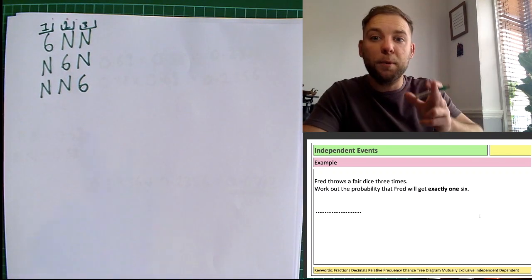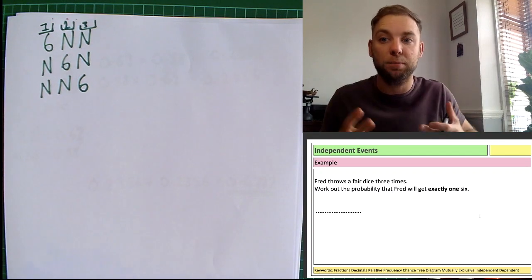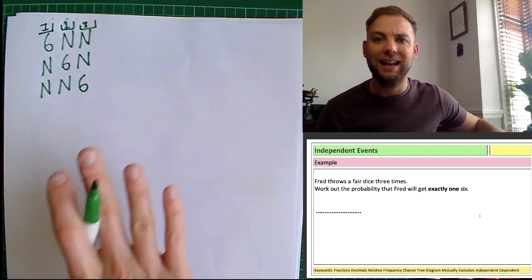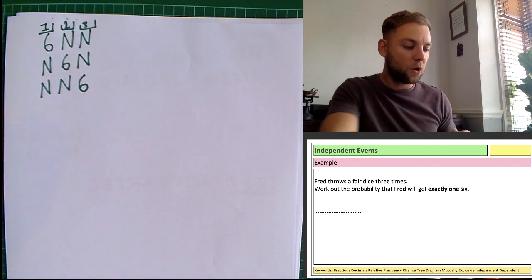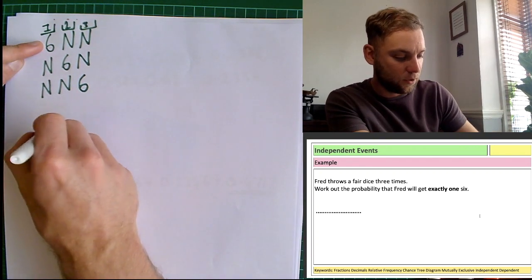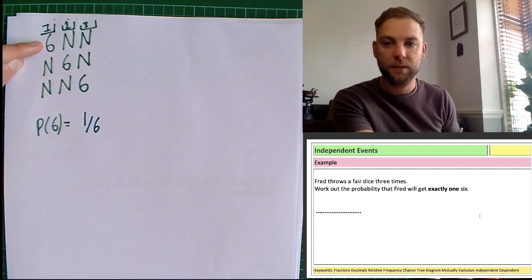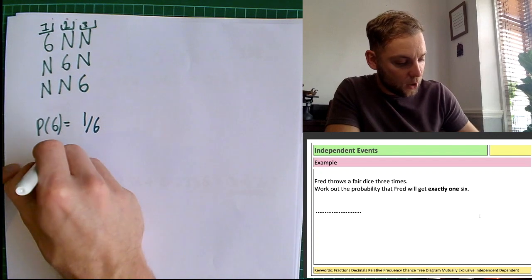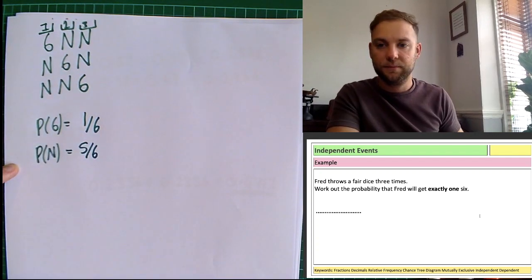So what's the probability? Remember, these are independent events, which means that I need to multiply these. So this is why this is getting a little bit harder now. This is probably worth about 3 or 4 marks. Okay, so what's the probability of him getting a 6? Well, the probability of him getting a 6 is equal to 1 out of 6. What's the probability of him not getting a 6? Well, that's going to be equal to 5 out of 6.